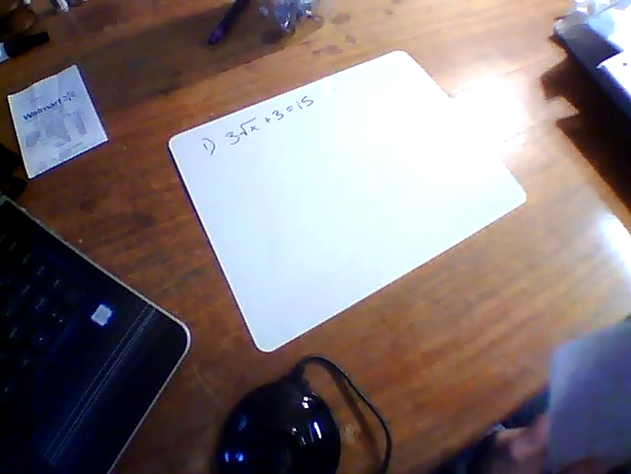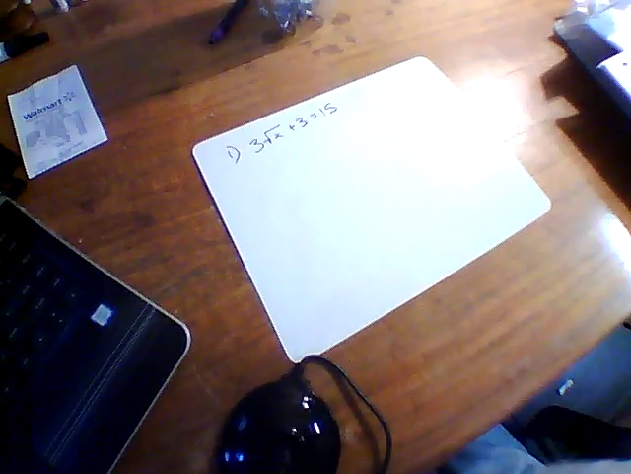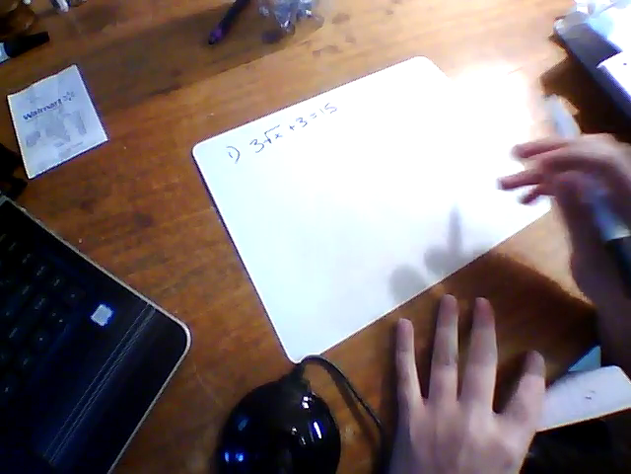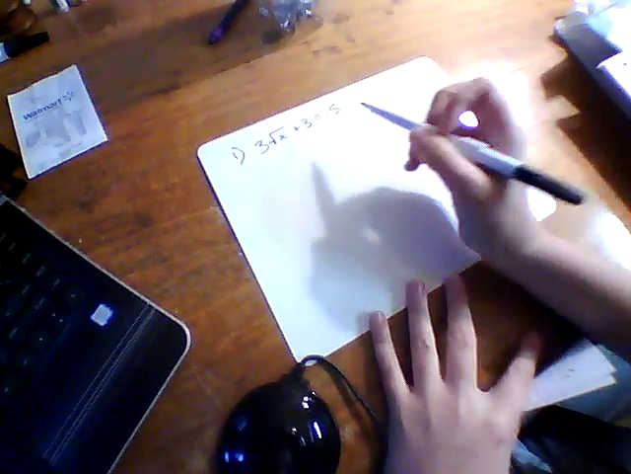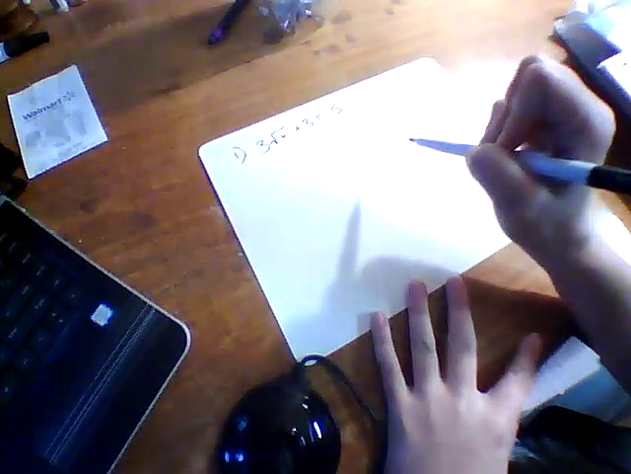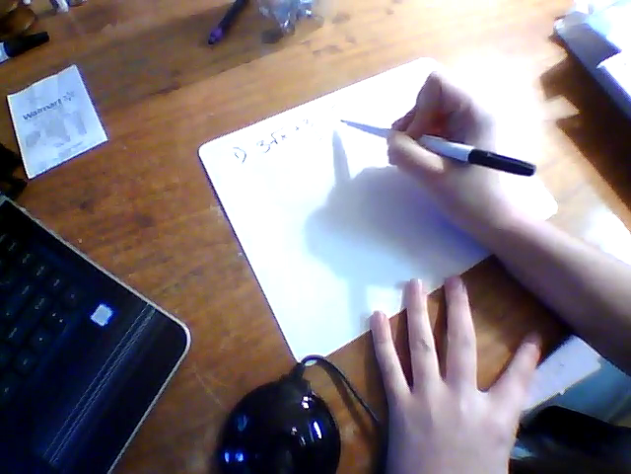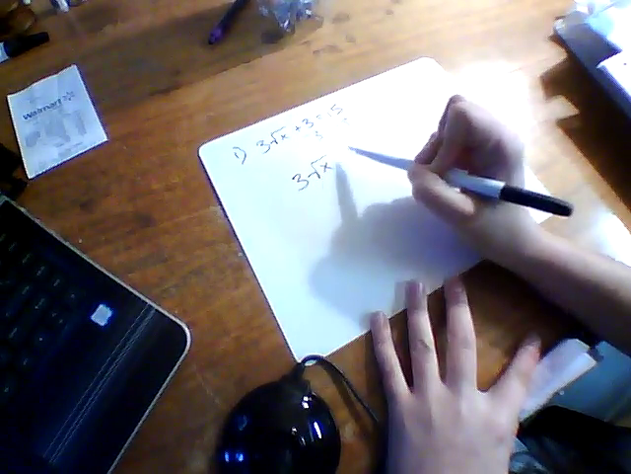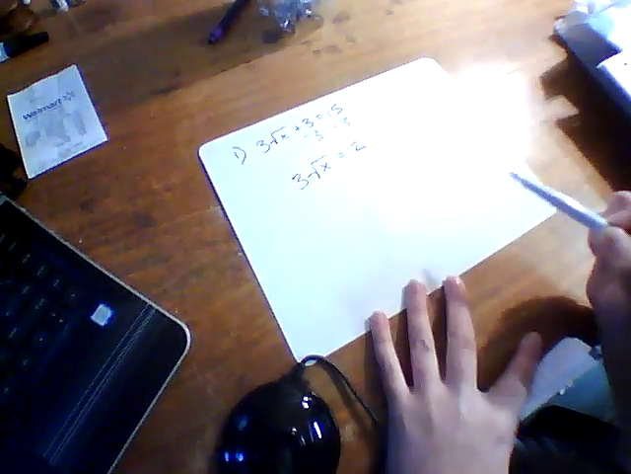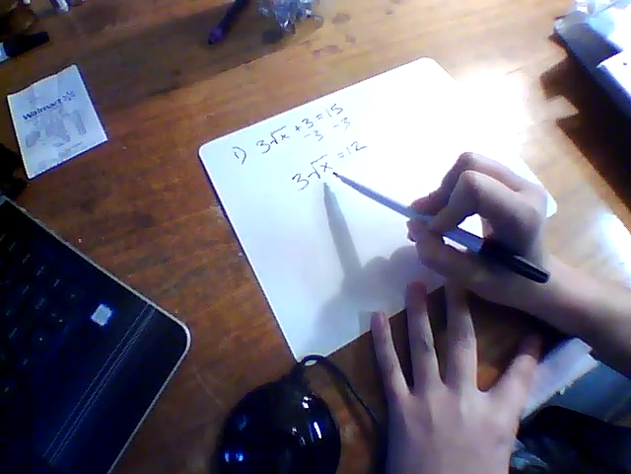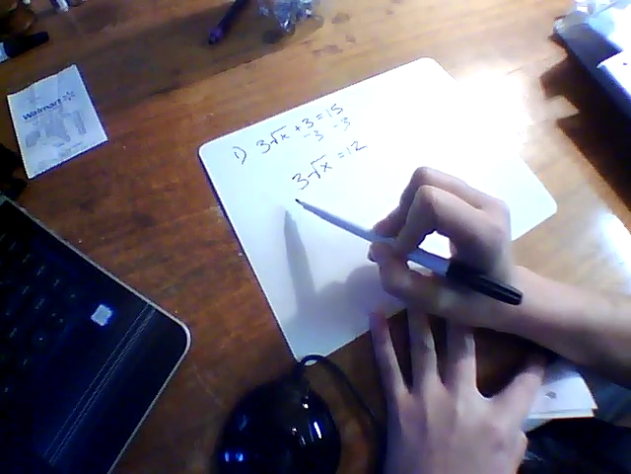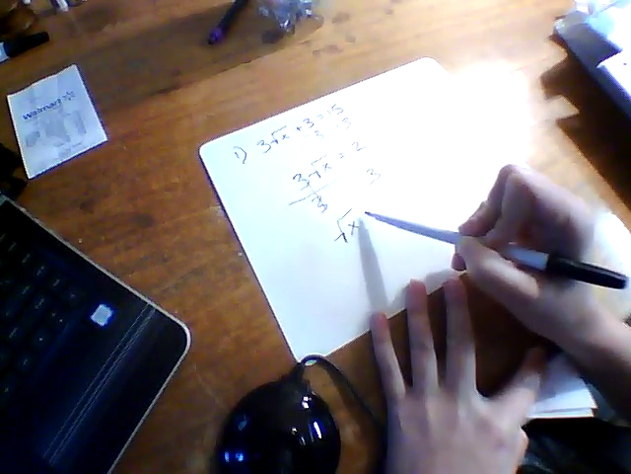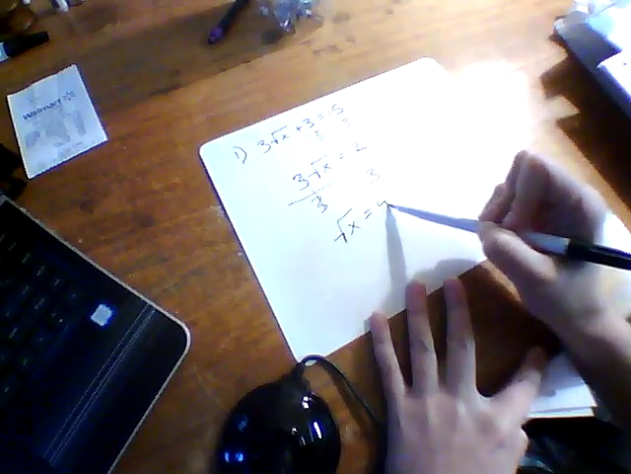Okay, so we're gonna work on number one, which is 3 radical x plus 3 equals 15. So just like any problem with a variable in it, we are going to combine like terms first, which means we're going to take the 3 from that side. So we have 3 radical x equals 12. We're then going to isolate our variable by dividing both sides by 3, which gives us radical x equals 4.